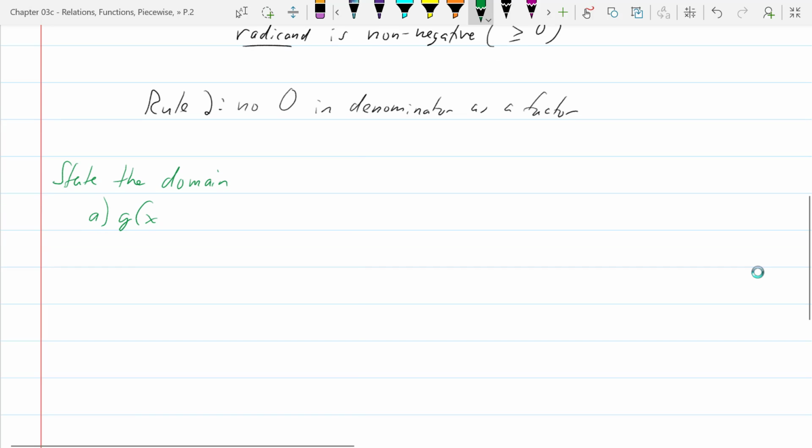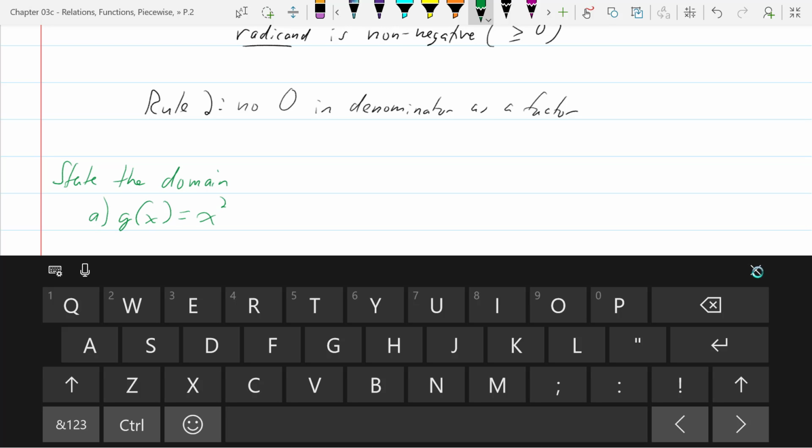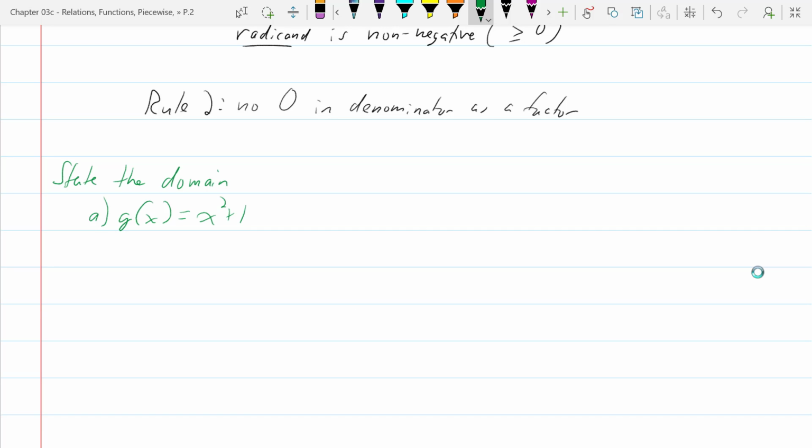You've got g of x equals x squared plus 1. I'm really getting annoyed at that thing. Okay, g of x is equal to x squared plus 1. Well, when I say state the domain, I mean tell me what possible values the domain can be, and in a sense, what possible values it cannot be.